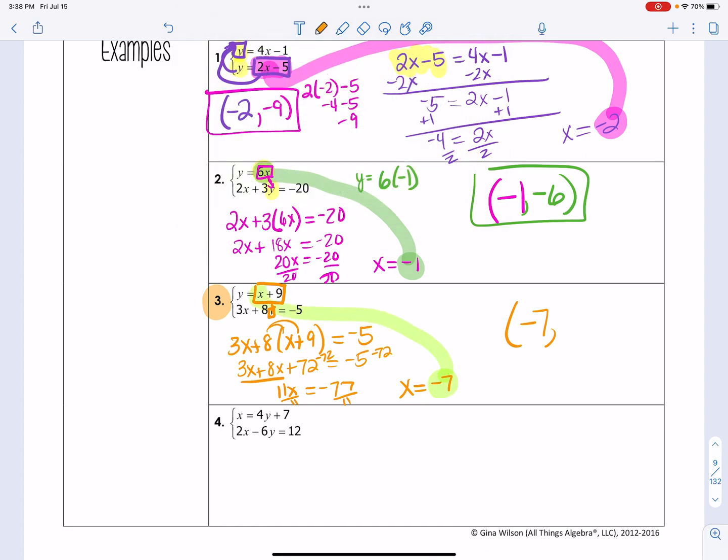And I'm not even going to write this down. I'm going to do that in my head. Negative 7 plus 2, plus 9 is 2. Done. Okay, I don't need you to show me every single little step.